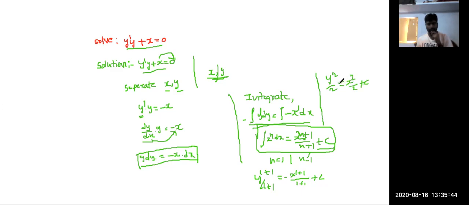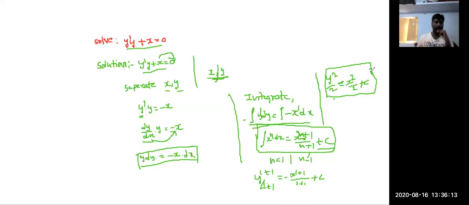So for the given differential equation, y dash y plus x equals 0, the solution is y square by 2 equals minus x square by 2 plus c. So here how many steps are involved? Only 2 steps.